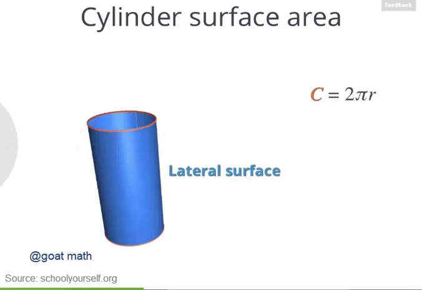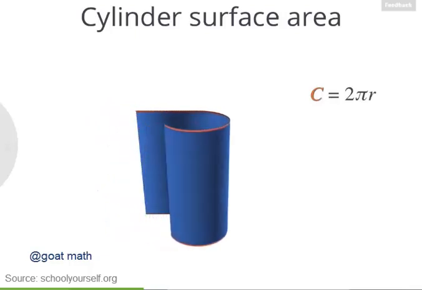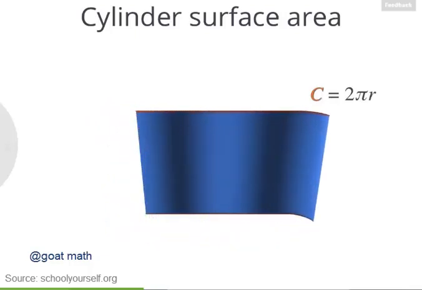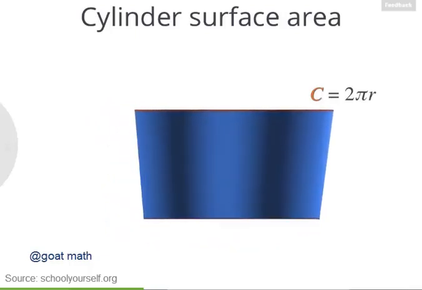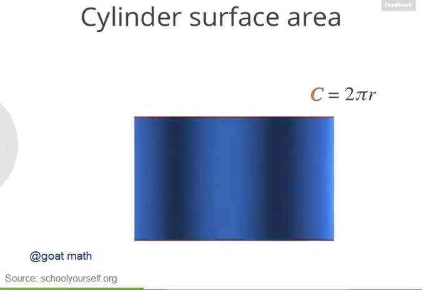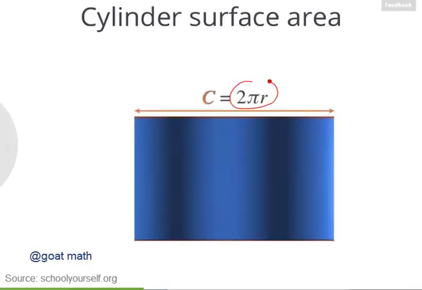As we do this, keep in mind that we're also unrolling this circumference up here. Okay, here goes. And there you have it. We've unrolled the cylinder's lateral surface into a flat shape. This side up here is the unrolled circumference, so its length is 2 pi r. And this length over here is the height of the cylinder.